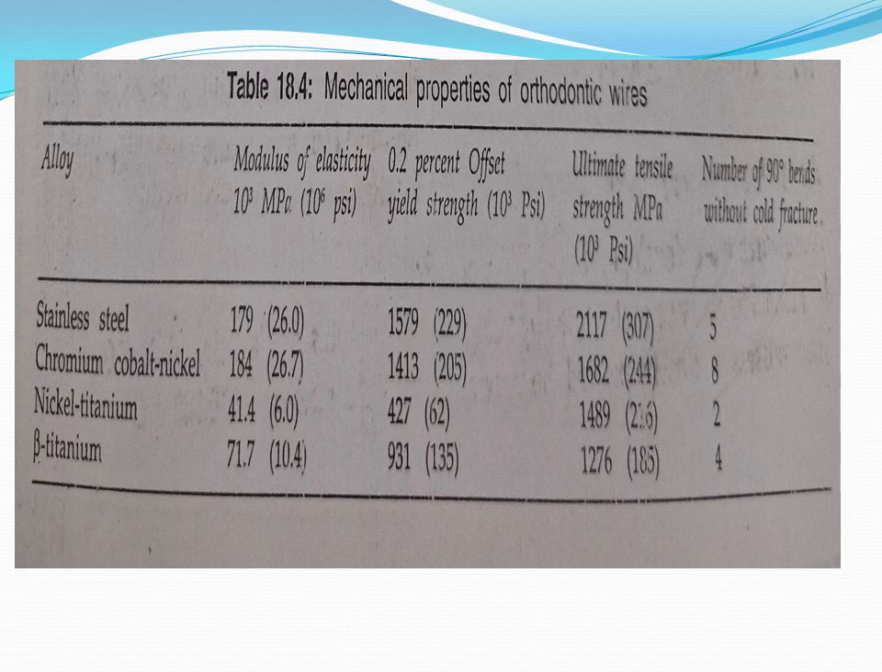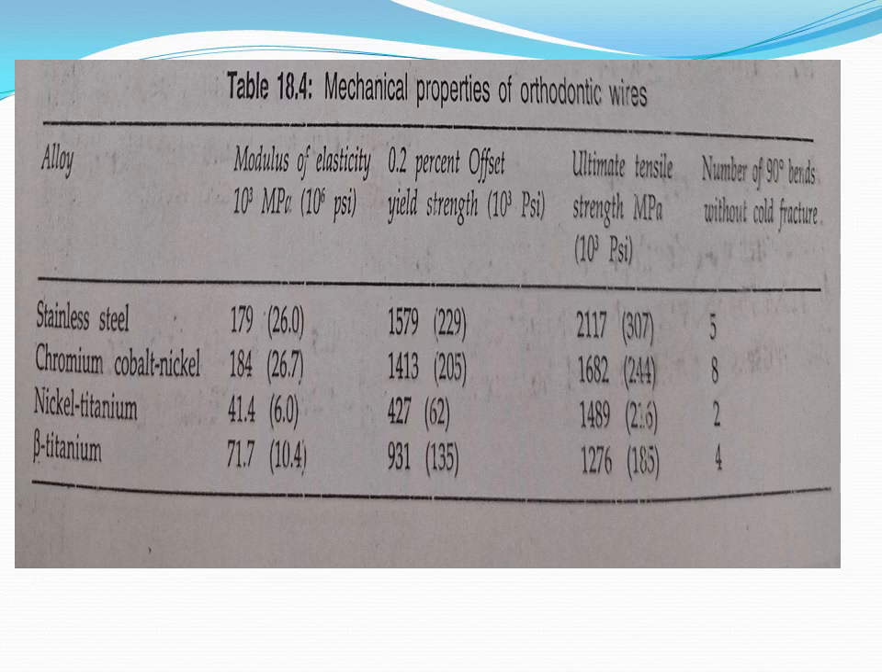So let's look at the modulus of elasticity or the stiffness. It is greatest in cobalt chromium nickel, followed by stainless steel, then beta titanium, and nickel titanium. If we look at the ultimate tensile strength, stainless steel has the highest strength, followed by cobalt chromium nickel, then nickel titanium, and the least strength is of beta titanium. So we can easily say that cobalt chromium nickel is the stiffest of all, but the strength is the most in stainless steel orthodontic wires.